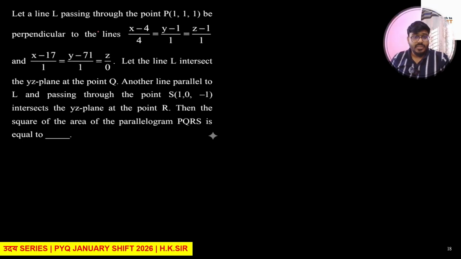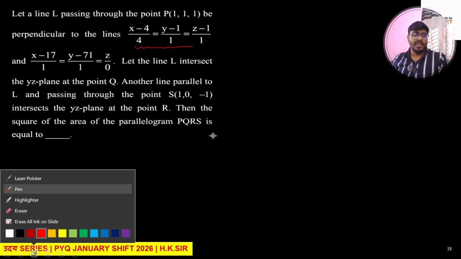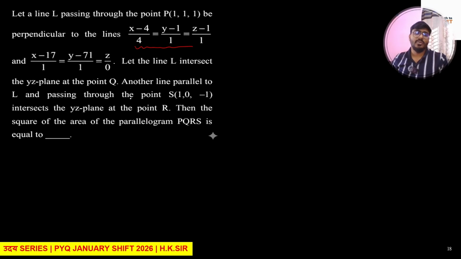तो चलिए, next question है हमारे पास. Let the line L passing through the point (1,1,1) be perpendicular to the line this and this. Okay, a line which is perpendicular to this line and this line both. So can you tell me the direction vector of the line which is perpendicular to both lines? How to find the direction vector? We can find direction vector by cross method, na?